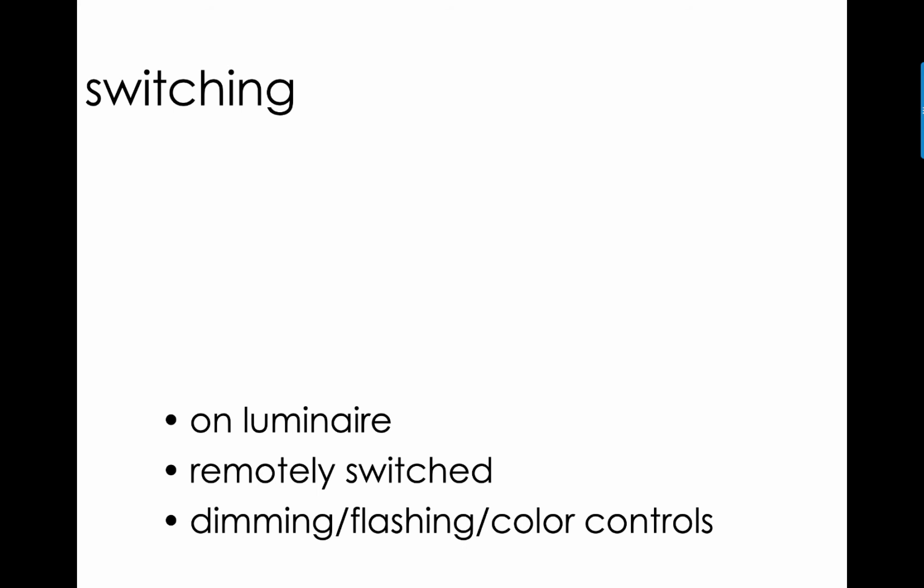Switching. Well, there's a switch. Obviously, there's only a few places you can put the switch unless you use the clapper. It's going to have to be either on the luminaire or remotely switched, like from a wall switch, or it can be from a remotely located dimming system.